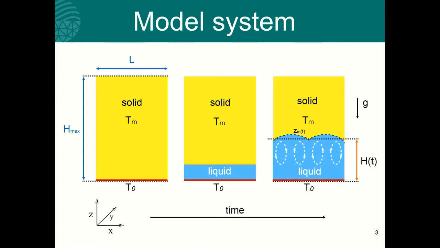This model consists of ice. At the beginning, we start to heat the system with temperature T0 greater than the temperature TM, which is the melting temperature of the solid. We fix the height of the system as H max. When we start the simulation, a layer of liquid appears at the bottom, and at some height, the convection starts.